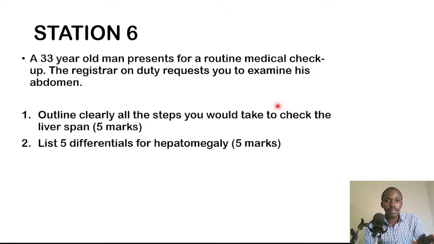Then moving on to the next station, station 6. A 33-year-old man presents for a routine medical checkup. The registrar on duty requests you to examine the abdomen. Outline clearly all the steps you would take to check the liver span. List 5 differentials for hepatomegaly.